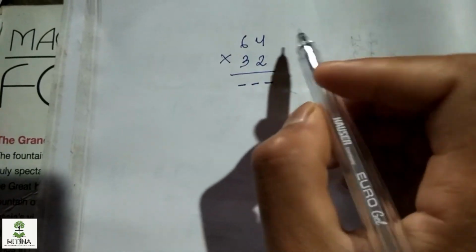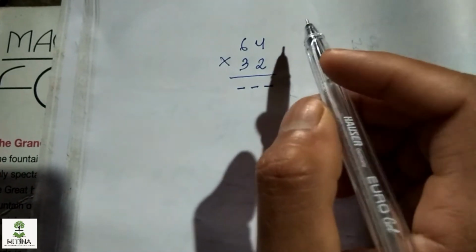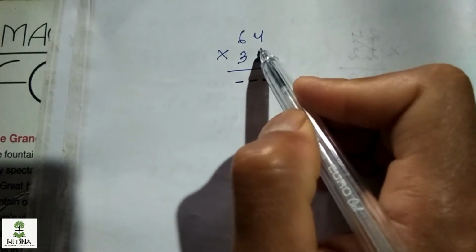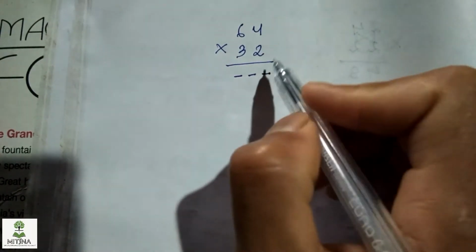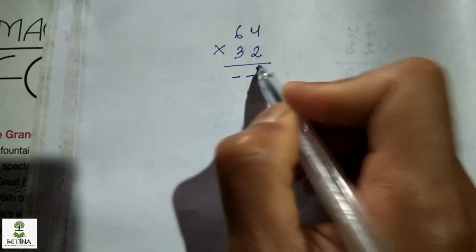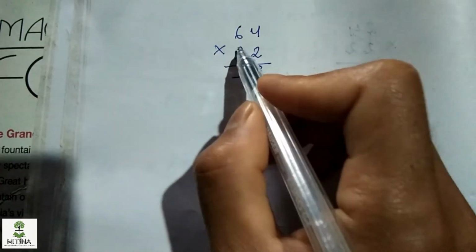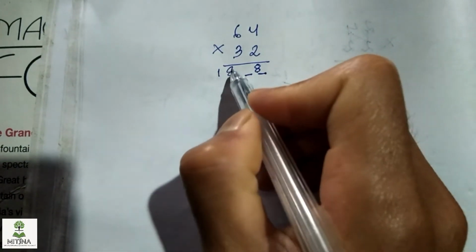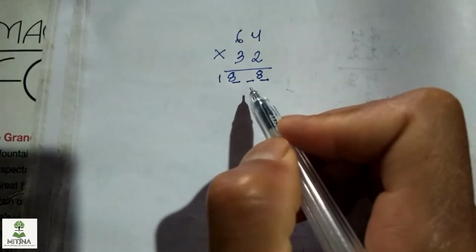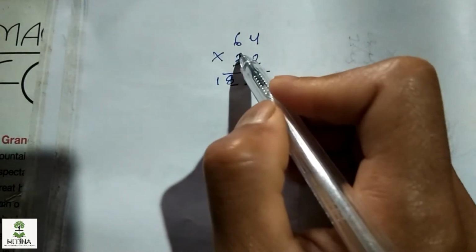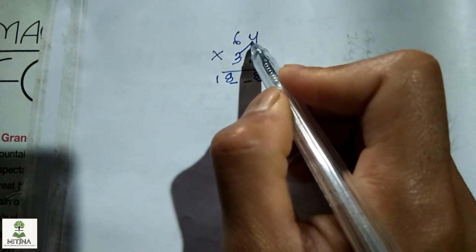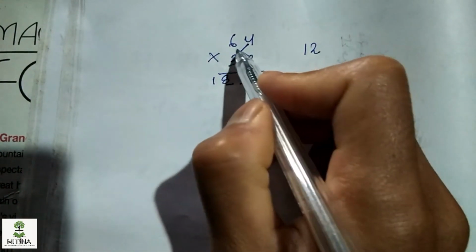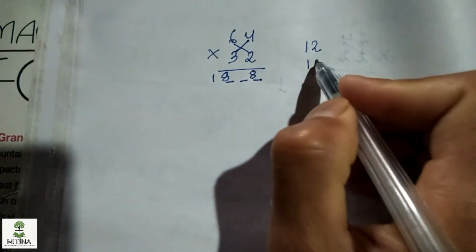To come first, in this short trick method, we will start multiplying with these two numbers, 2 times 4, 8, and then next 3 times 6, 18. After this, we will multiply these two, 3 times 4, 12, and then these two, 2 times 6, 12.